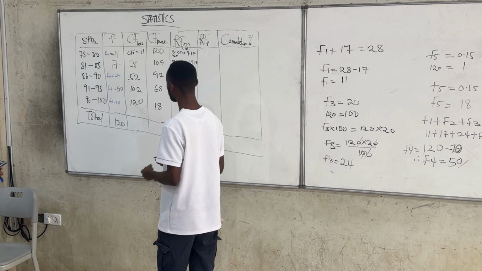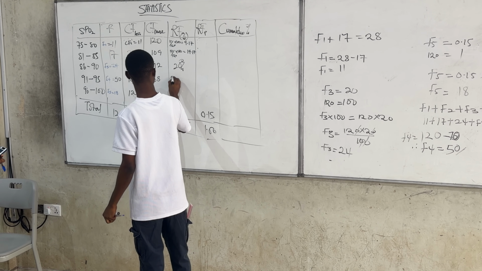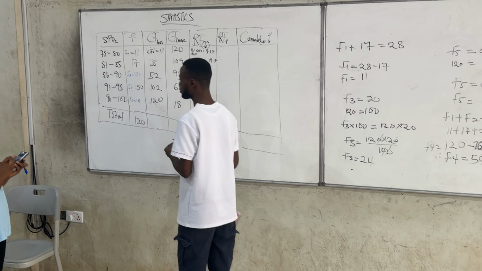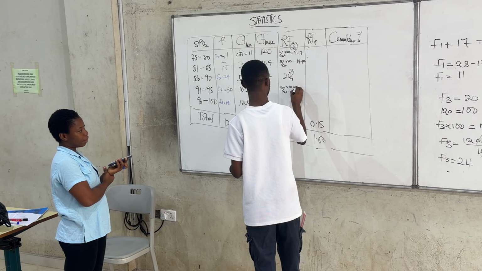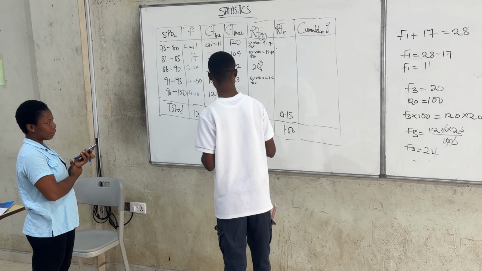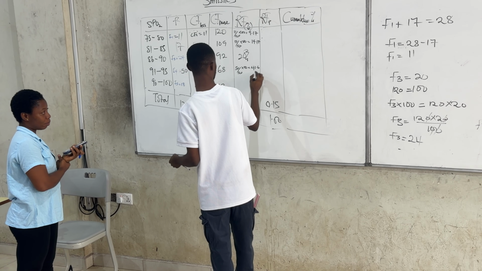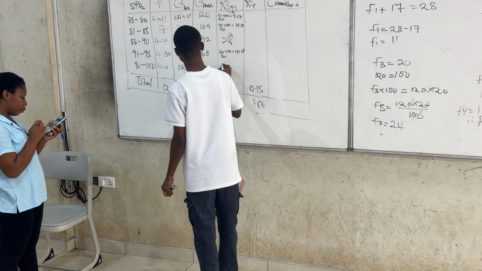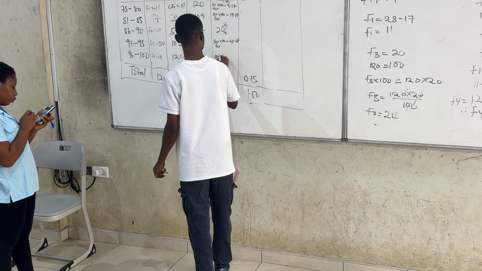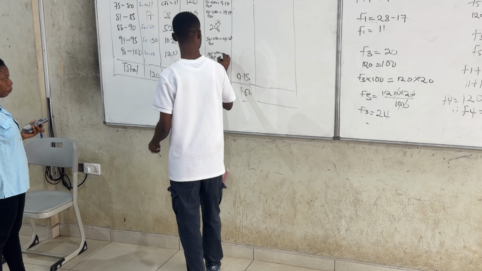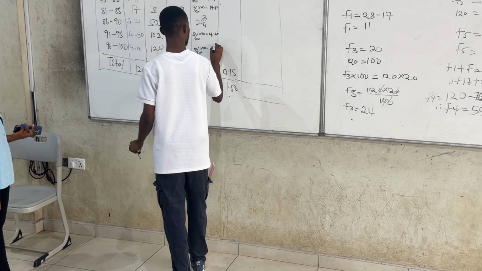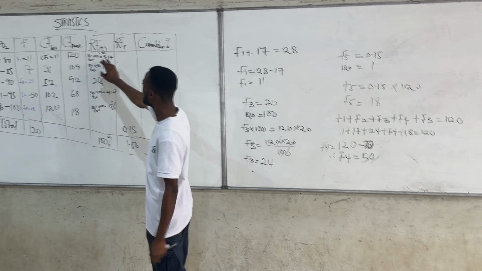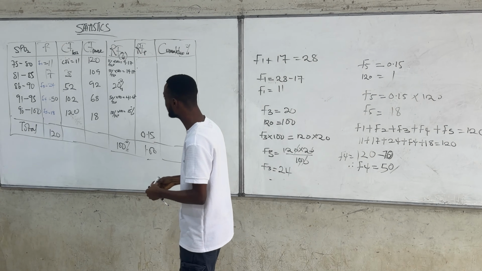Okay, so the same applies to this. 50 over 120 times 100. And the last one is 18 over 120 times 100. Okay. So with this one, we've been able to complete up to the relative frequency, the percentage.